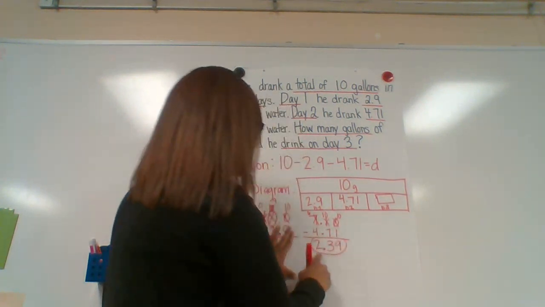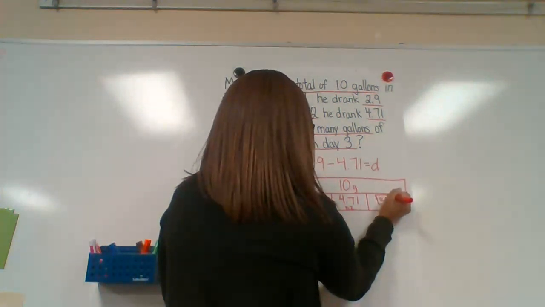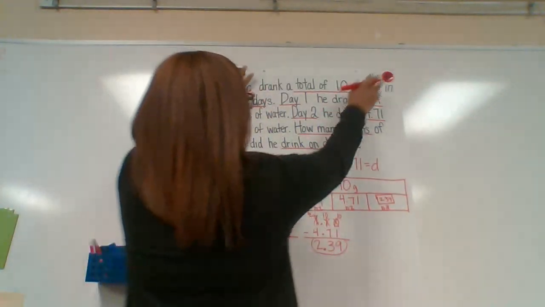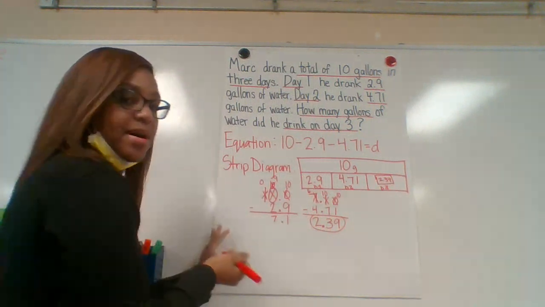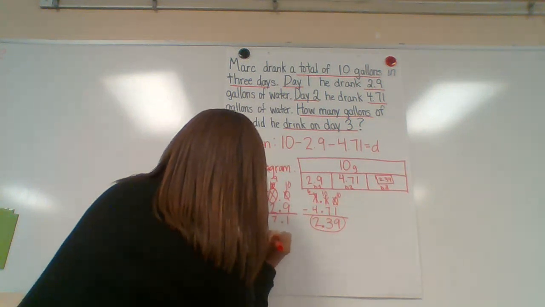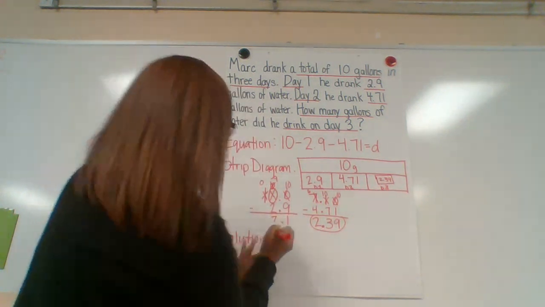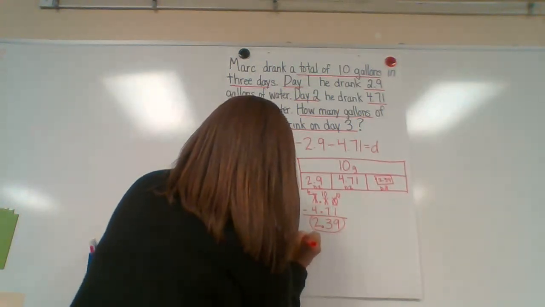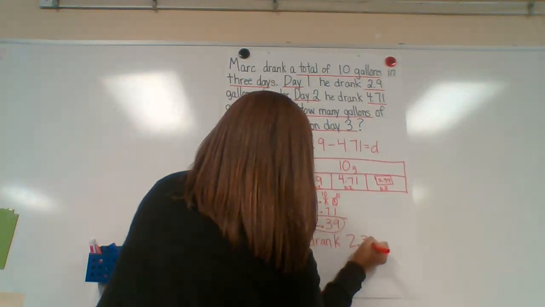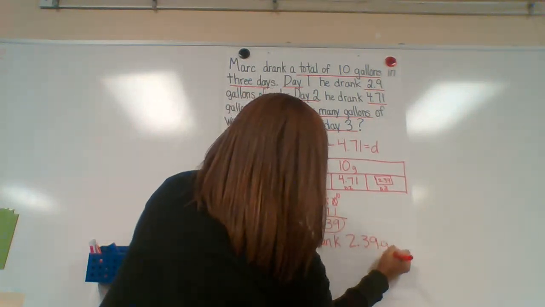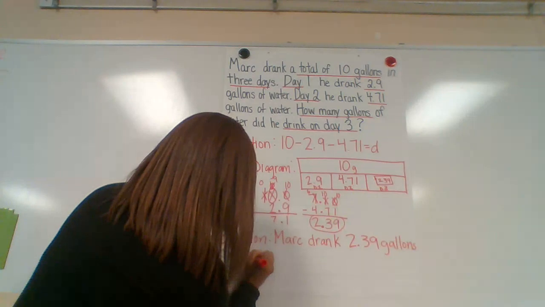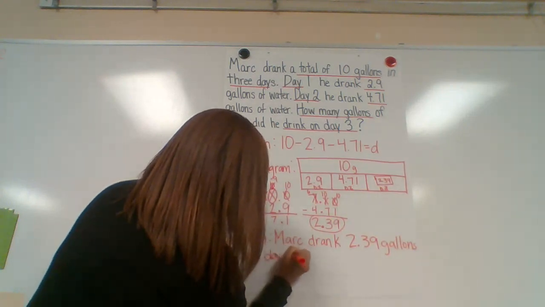So day 3 is going to be 2.39. I'm sorry, not 200. 2 and 39/100. So then I'm going to write my solution, which is my complete sentence answer. So Mark drank 2 and 39/100 gallons on day 3. Here we have it.